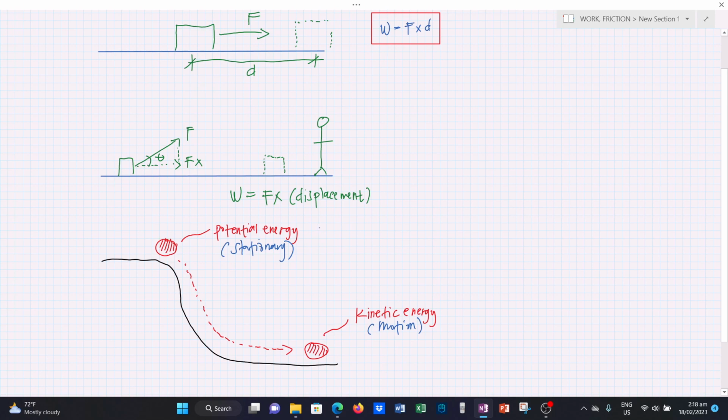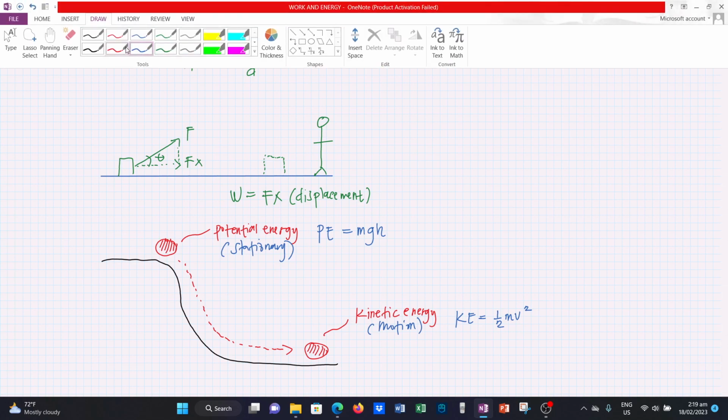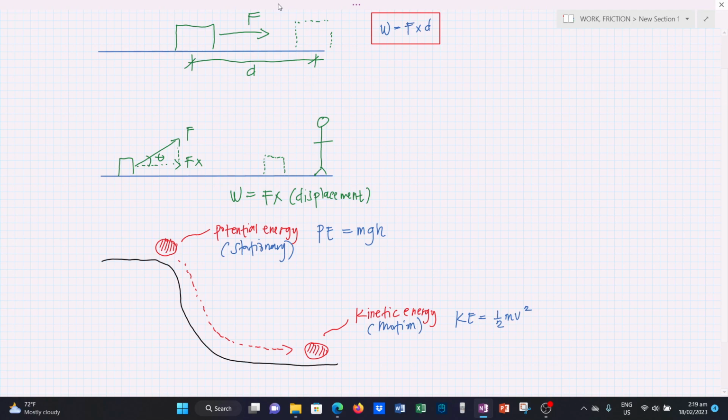So, ang formula dito is PE, which is potential energy, is equal to m, which is yung mass ng object, times yung gravity, times yung height. Dito naman sa kinetic energy, KE is equal to 1/2 m, which is yung mass ng body, v, which is yung velocity, squared. Okay? Ito yung mga kinakailangan nating tandaang formulas kapag magsosolve tayo ng work at saka ng energy problems.